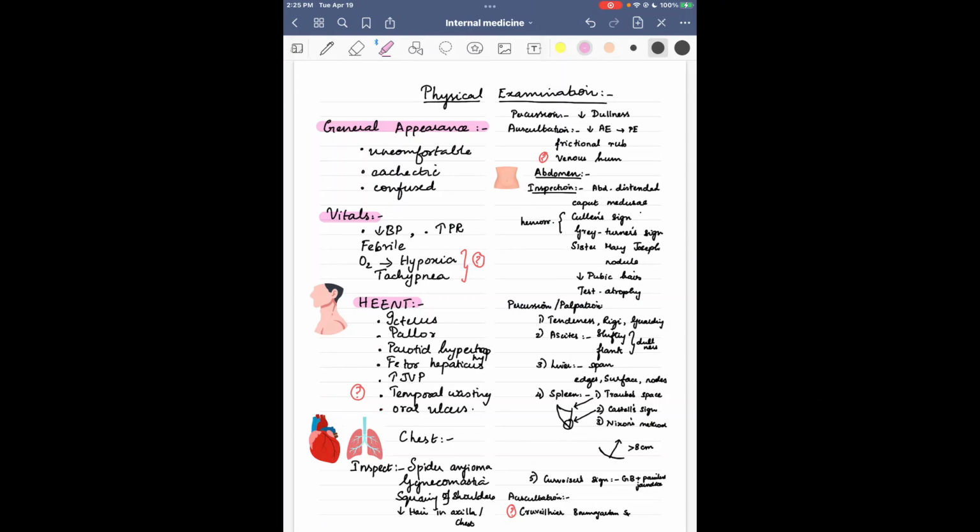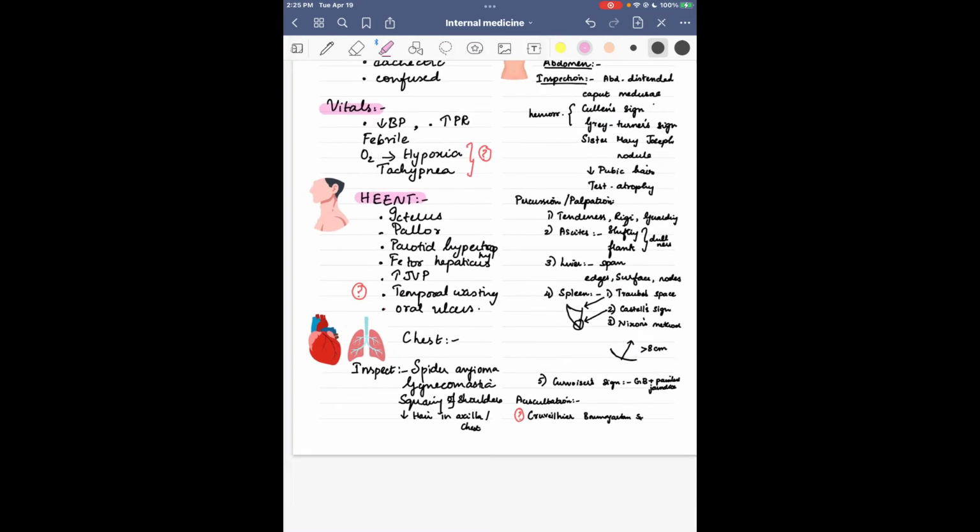And then there can be elevated JVP in case of portal hypertension, and there can be temporal wasting, and that is because of muscle depletion, seen either with malnutrition or with malignancy. But again, please let me know if there is another mechanism involved here. And on rare occasions, when there is an autoimmune condition, there can be oral ulcers as well.